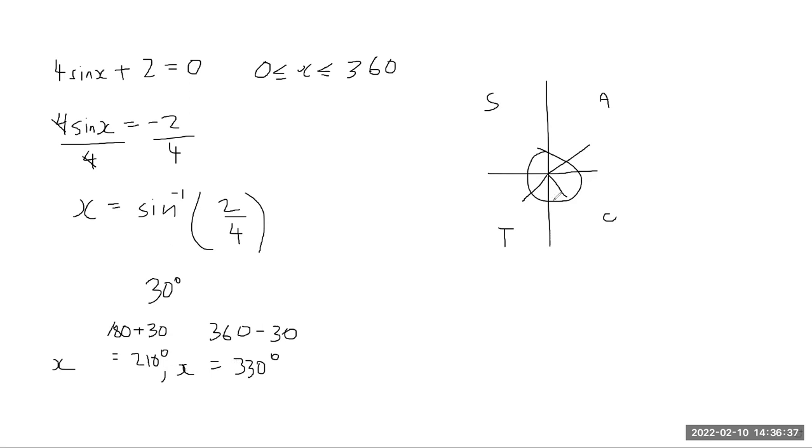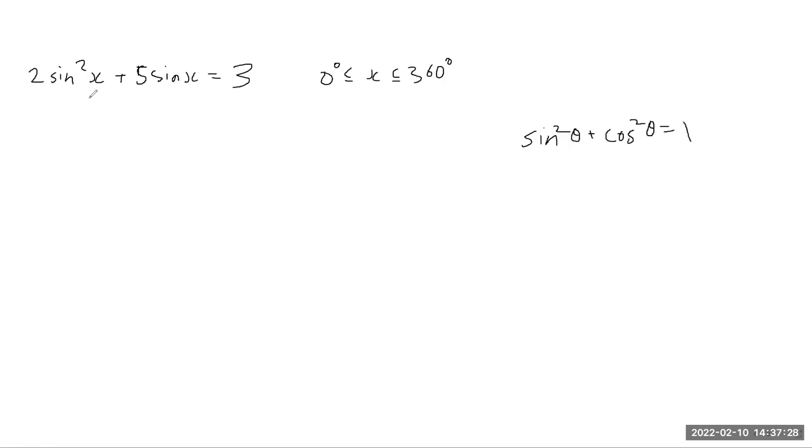All right. Let's get into a harder one now. So you can go to the next page. 2 sine squared x plus 5 sine x equals 3, where x is between 0 and 360 degrees. You don't need to use that identity. We already have everything in terms of sine. I'm just putting it down just in case.